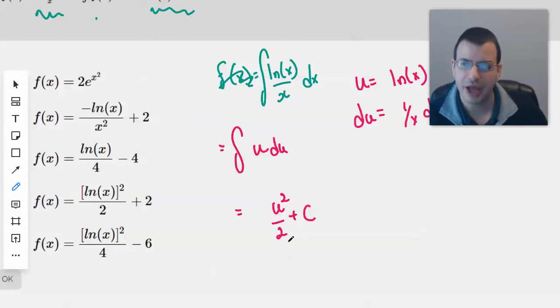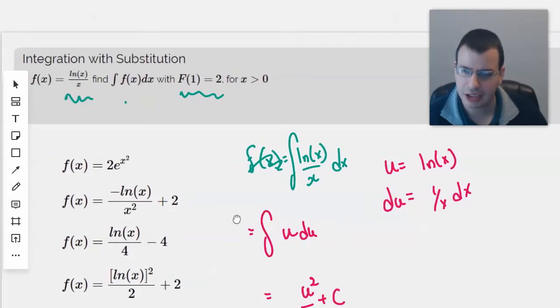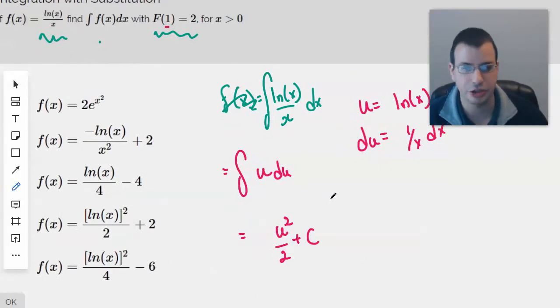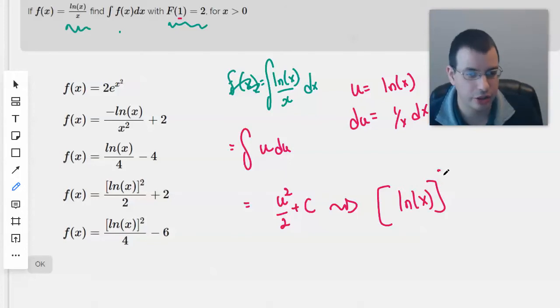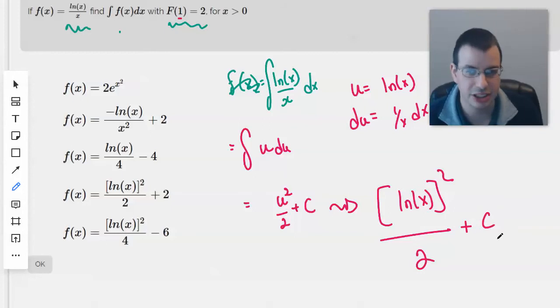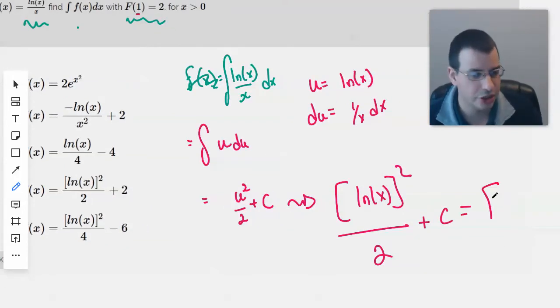I'm not sure if we might not have to convert this back to x. Nope, because that 1 right there is in terms of x. So we need to convert it back to x. Good call. Thanks. So then we'll have natural log of x, quantity squared, over 2 plus c equals big F of x, which is the integral.